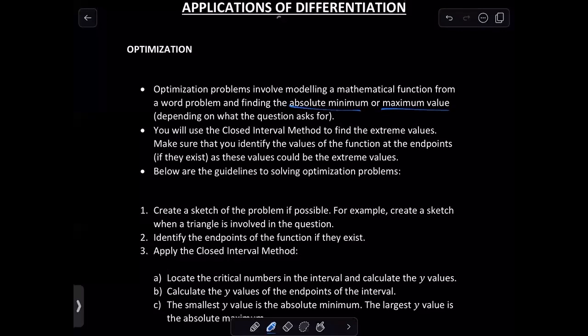Now, you will use the closed interval method to find the extreme values. The extreme values are absolute min and max. Make sure that you identify the values of the function at the endpoints, okay, if they exist, as these values could be extreme values. Essentially, what that statement is, determine the domain of your function. So x is an element of whatever the case may be. Sometimes you may have x is an element of real numbers.